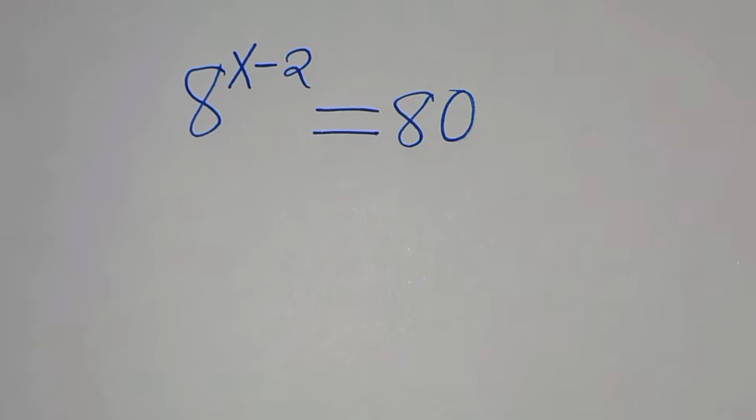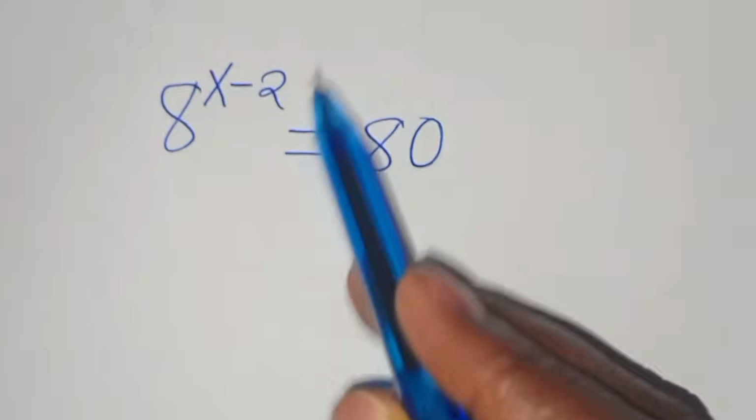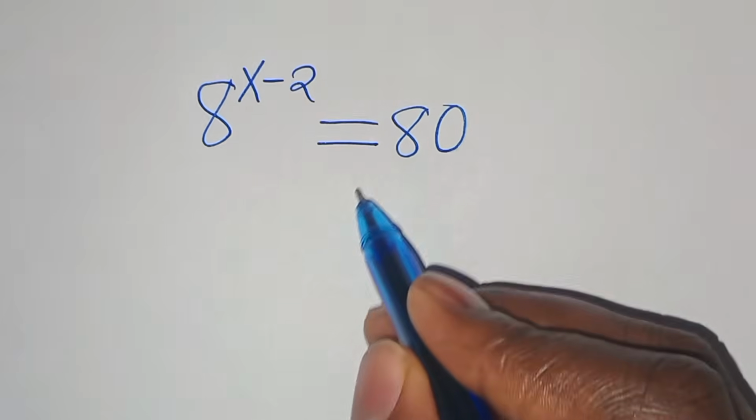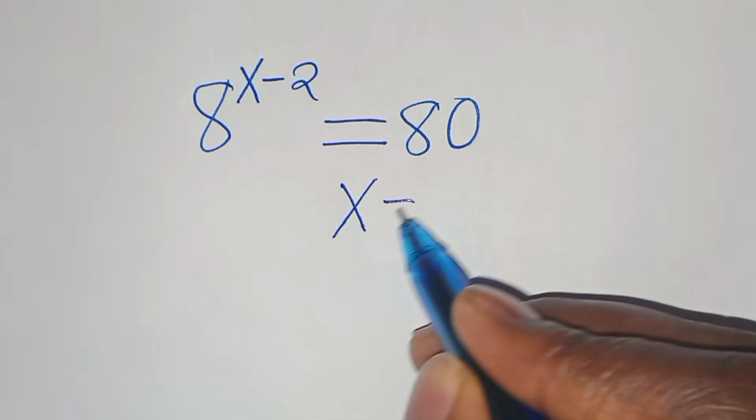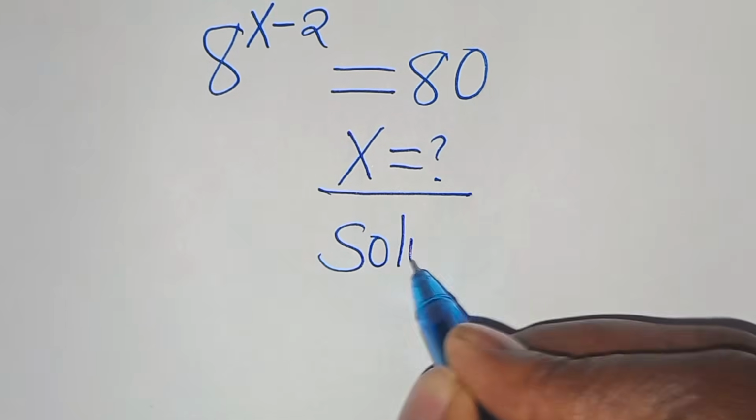Everyone, you're welcome to solve this nice exponential equation here, which is 8 to the power of x minus 2. This is equal to 80. So let's solve for the value of x here. Now let's provide a solution.